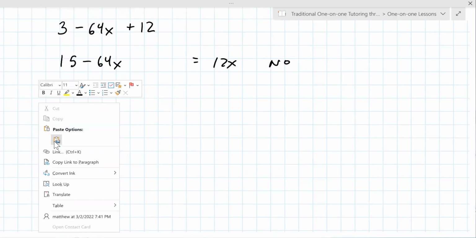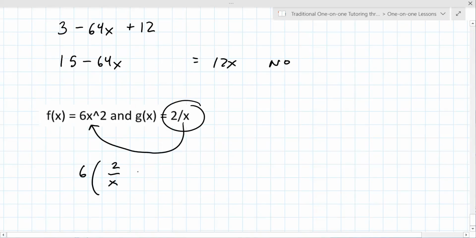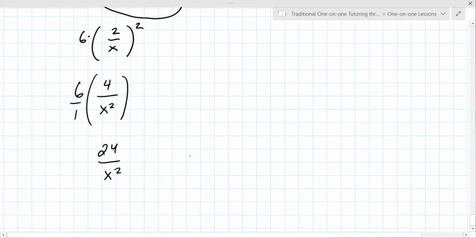We're going to rinse and repeat. Again, we take the second thing and put it in wherever we see an x. This is 6 parentheses 2 over x squared. Order of operations says that you do the exponent before you multiply. So then we would just expand it? It's 2 times 2, which is 4, x times x, which is x squared. Now you can multiply the tops. And again, this is not 12x squared. So again, we say no.